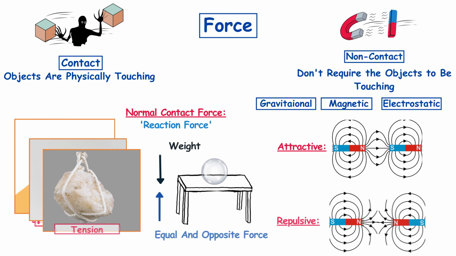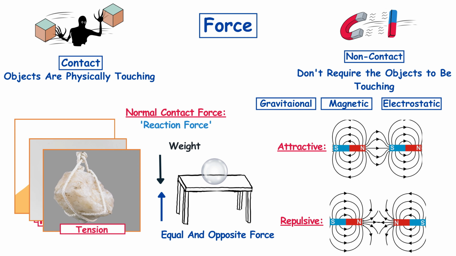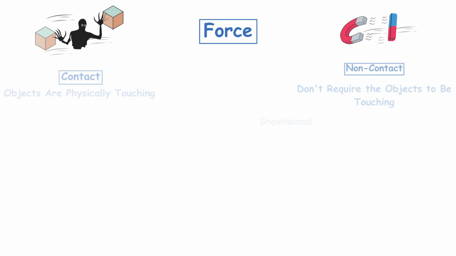Magnetic forces can either attract or repel depending on the orientation of the magnetic poles, and we will go into more detail about this in a separate video dedicated to magnetism. Electrostatic forces are interactions between charged particles or objects, and these too can be either attractive or repulsive depending on the nature of the charges involved. We will explore these forces further in another video as well.